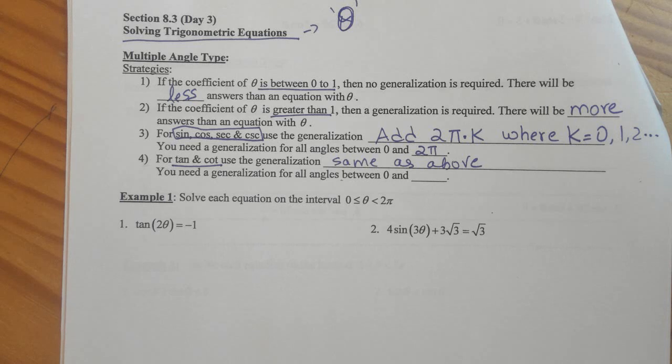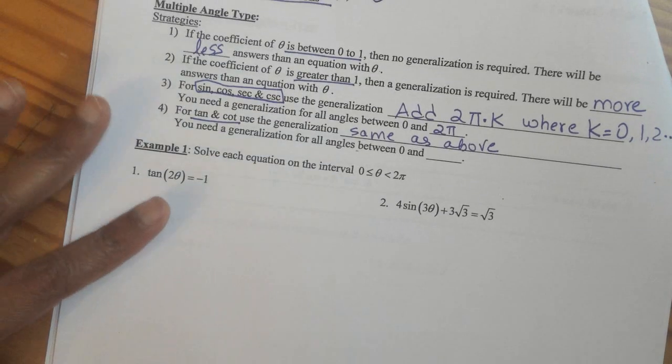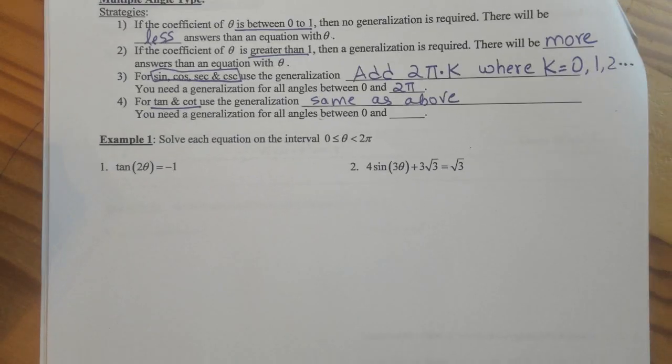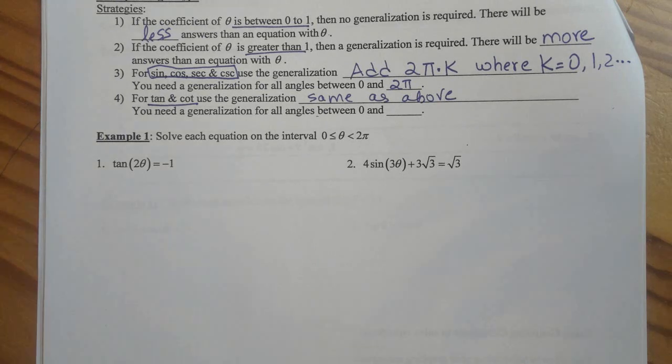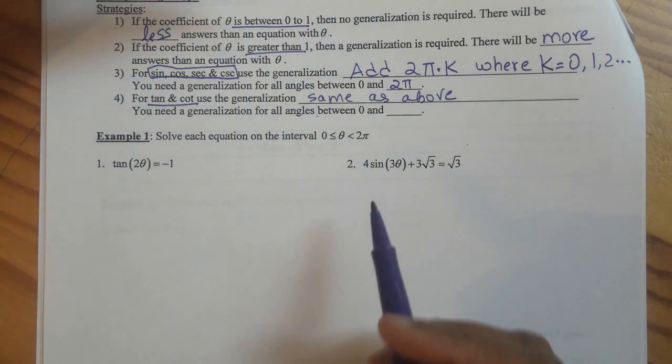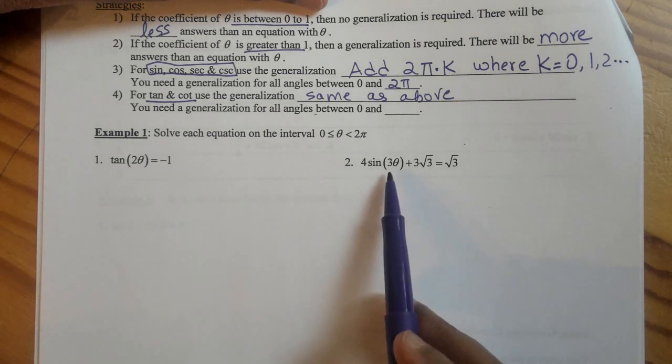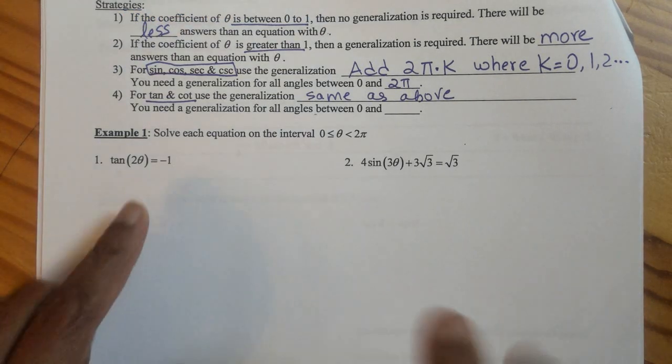So what are we doing here? What is so different about this particular multiple angle solution? What I'm going to do is start explaining while solving a problem, instead of trying to be conceptual and explain it before. So there is a tan 2 theta problem here, and there is a sine 3 theta problem here. So that's why it's called multiple angle.